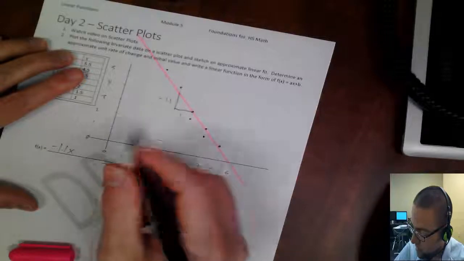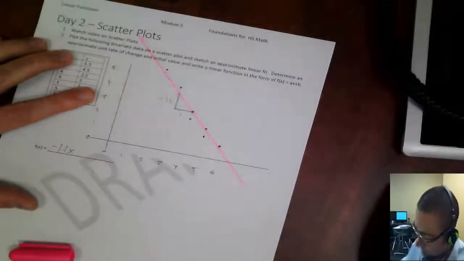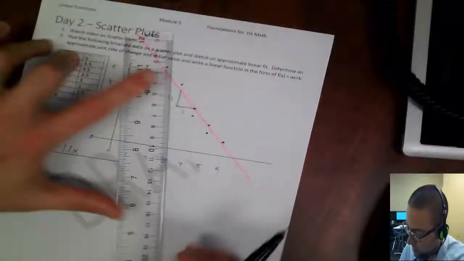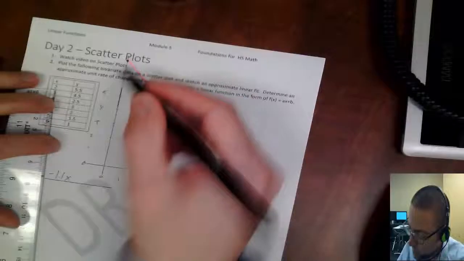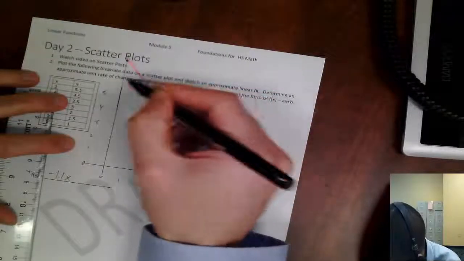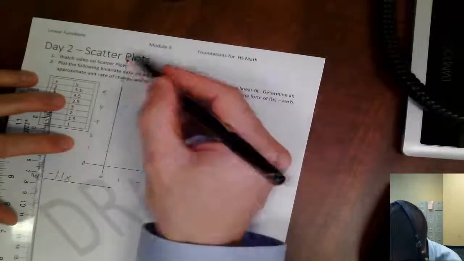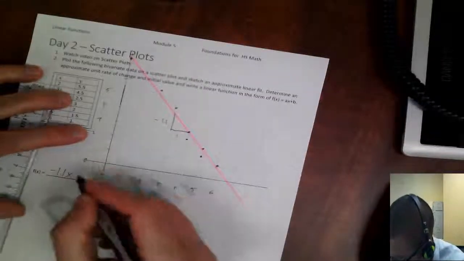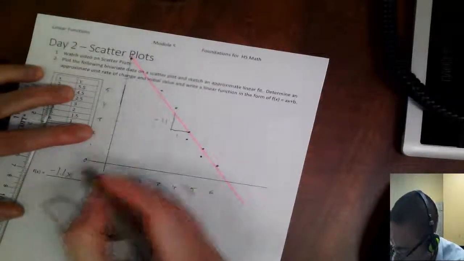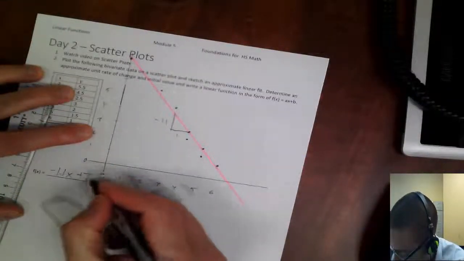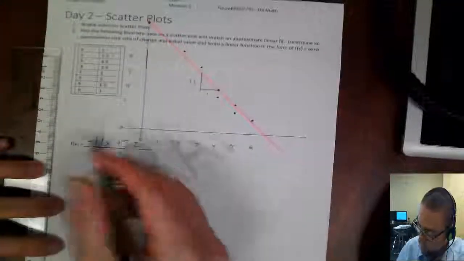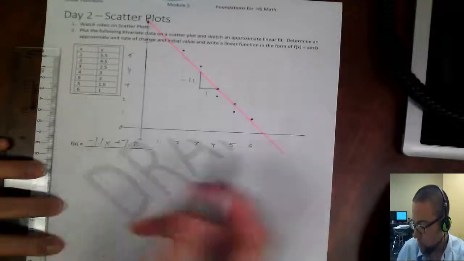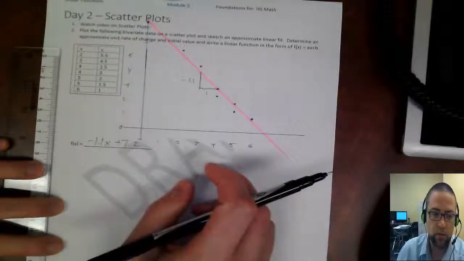And then the initial condition. My graph kind of went off the page here, but you can imagine that it crosses way up here. So let's see, it would go probably about 6, maybe 7.25 or something like that. So I'll say 7.2, how about that, as my initial condition. So this is my function, f of x equals negative 1.1x plus 7.2.